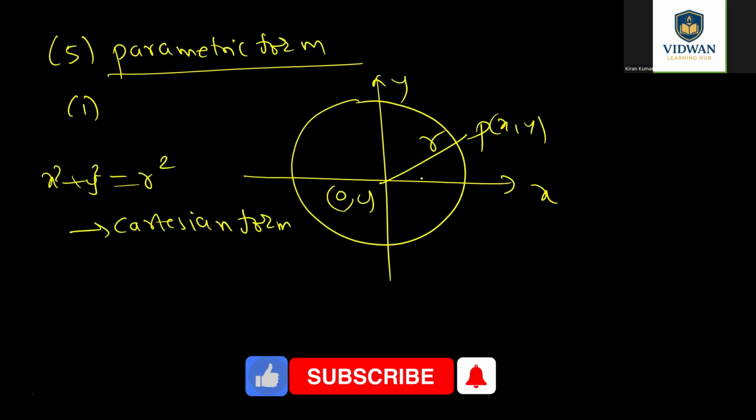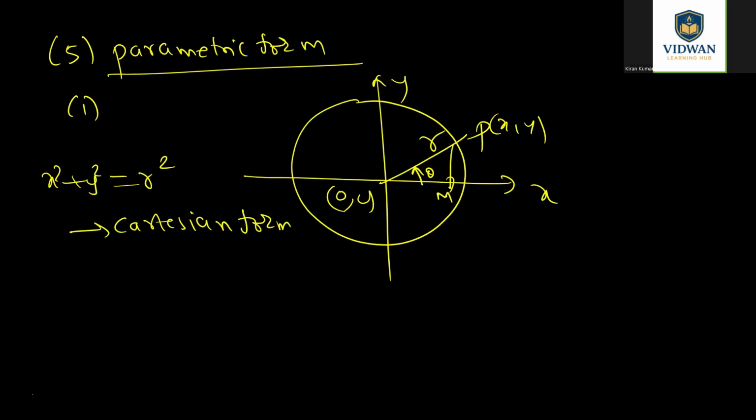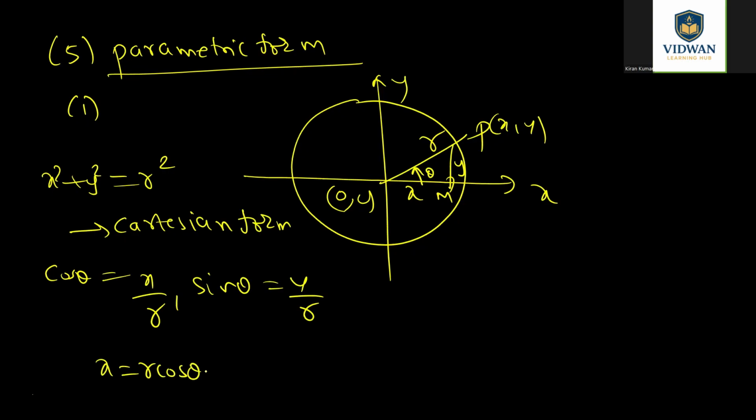Suppose OP makes an angle theta with the axis, and we just drop a perpendicular. Clearly, from this diagram, cos theta is equal to x by r, because when the point is (x, y), this is x and this is y. So cos theta is x by r, sin theta is y by r. If you carefully observe, when I square and add these two, I get back this equation. So whether I write this single equation or these two separately, it is one and the same. This representation, x equal to r cos theta, y equal to r sin theta, will work for any point on the circle.